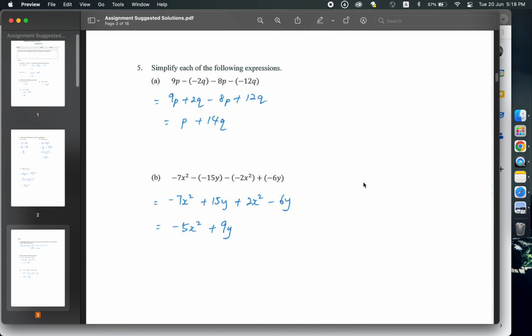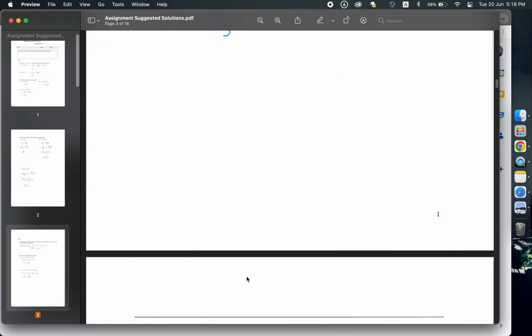Okay, so 5B, another question of similar nature for practice purposes. Now instead of x, we have x squared, but it works the same way. We simplify the operation first, then we put the like terms together, and it will be -5x squared plus 9y.